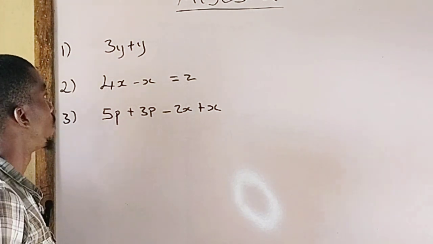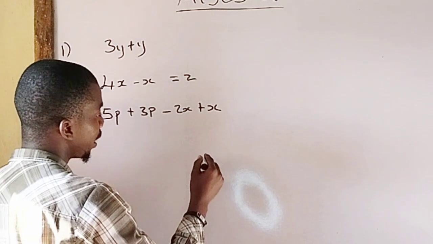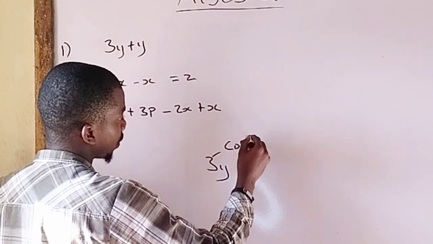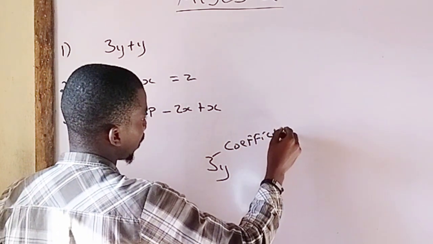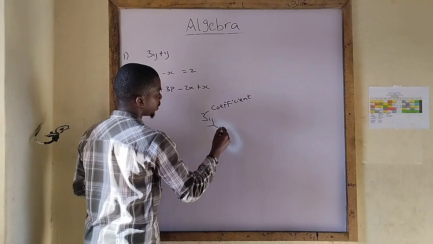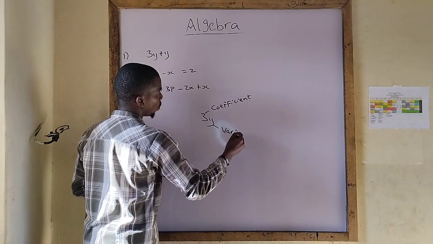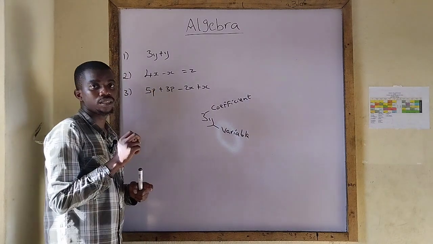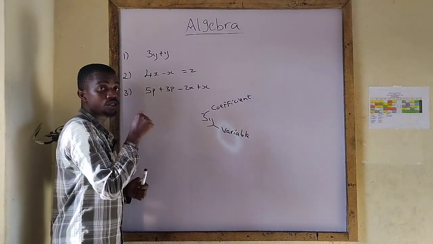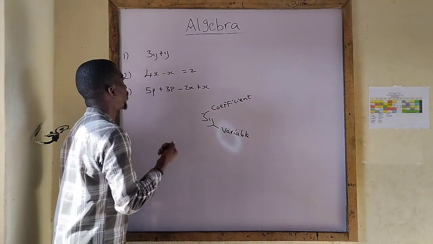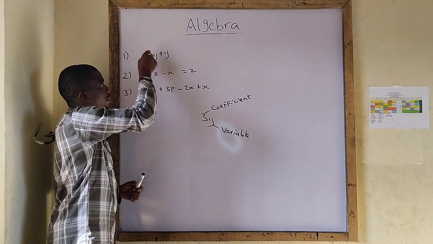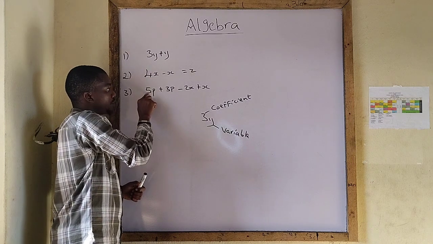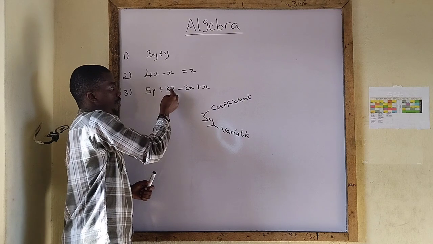Where, for example, 3y, the 3 is the coefficient and the y is the variable or unknown. Whenever a number is multiplied with an alphabet, the number is the coefficient and the alphabet is a variable. So like here, this is the coefficient, this is the variable, 5 is the coefficient and p is the variable, 3 is the coefficient and p is the variable.